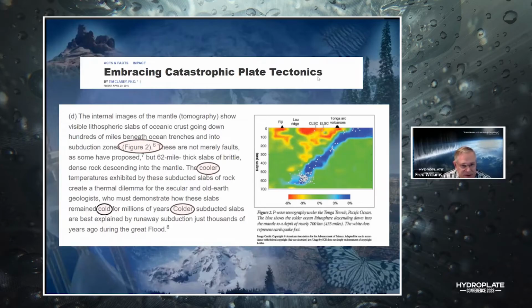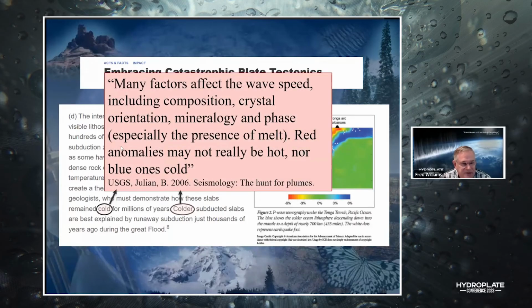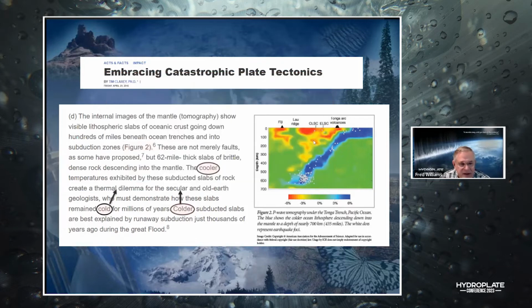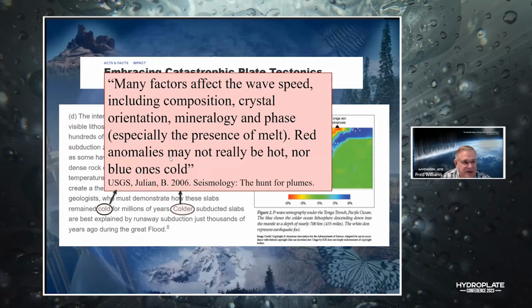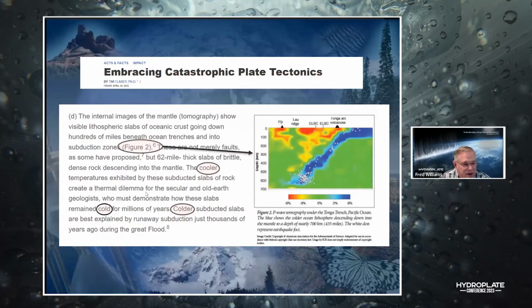He shows this image right here. This is seismic tomography. The first problem is he's attributing the blue over here to cold. Let me go back to the image. This is cold and this is warm, but really this is just a difference in the velocity of the waves. That's what it really is. Here's from the USGS: many factors affect the wave speed, including composition, crystal orientation, mineralogy, and phase, especially the presence of melt. Red anomalies may not really be hot, nor blue ones cold. I'd rather have velocities be talked about here than cold and cooler, because that's an assumption that may or may not be true.